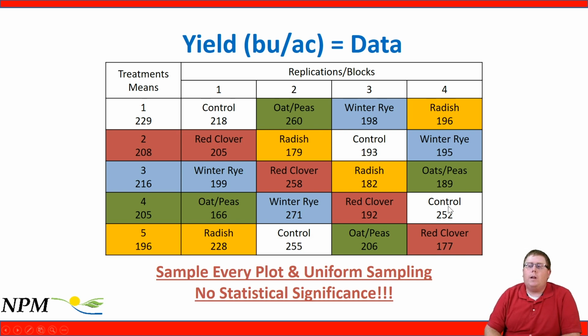So obviously some variation in the field, some variation in our trial. We look at red clover, the same variation: 205, 258, 192, and 177. So this is why we do replications, because if we look at these 2, in rep 1, we can say, gosh, my control was 218 bushels, but my red clover yielded only 205.